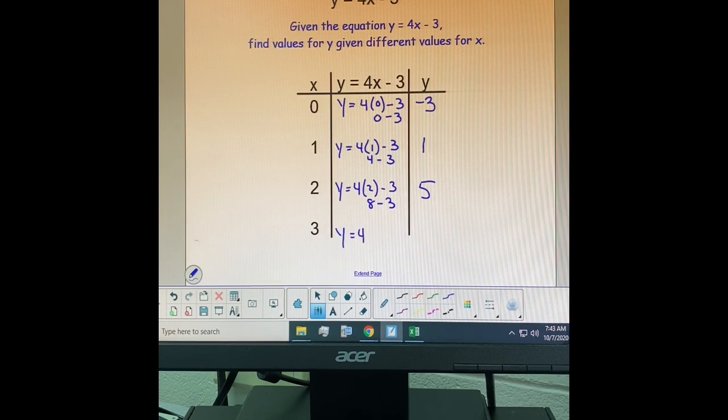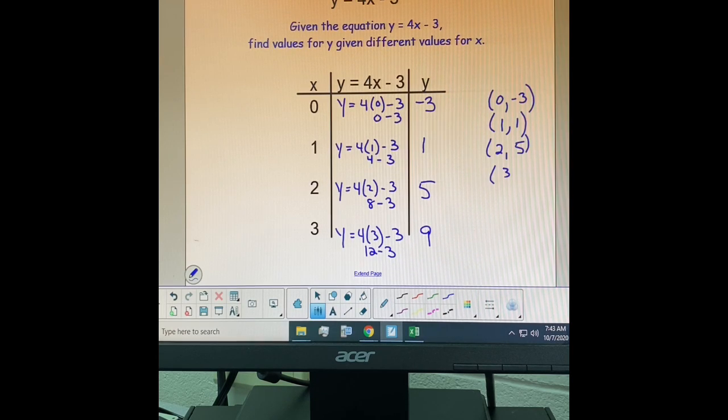Notice when x is 0, y is negative 3. When x is 1, y is 1. When x is 2, y is 5. When x is 3, y is 9. Notice several points fit this equation. Try the next two, and good luck.